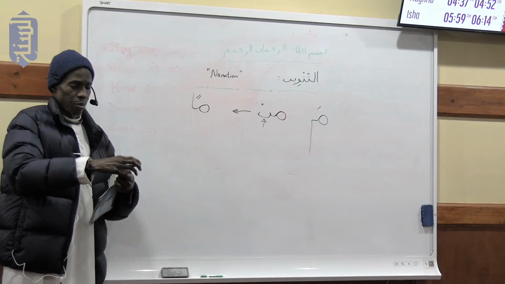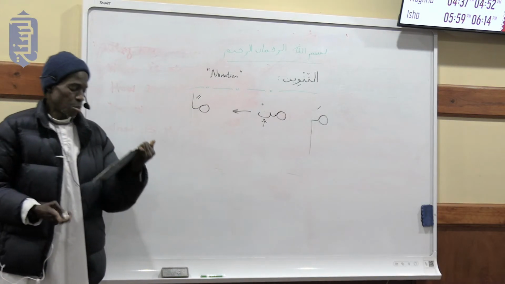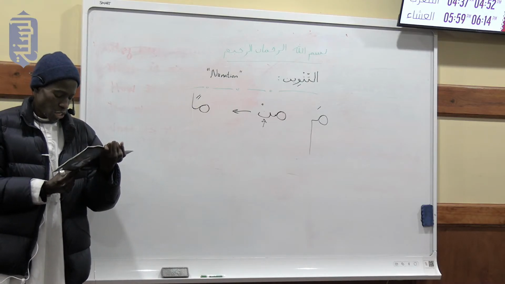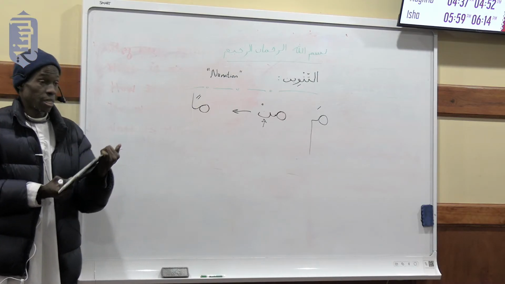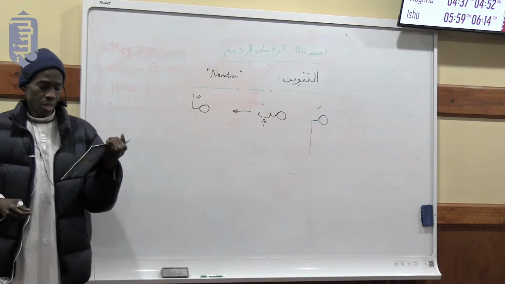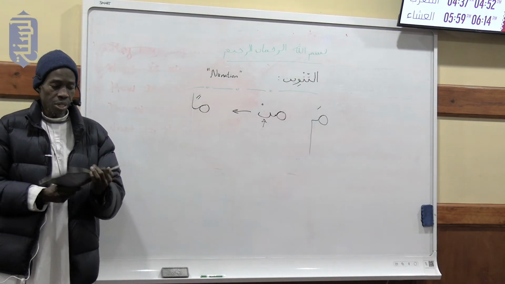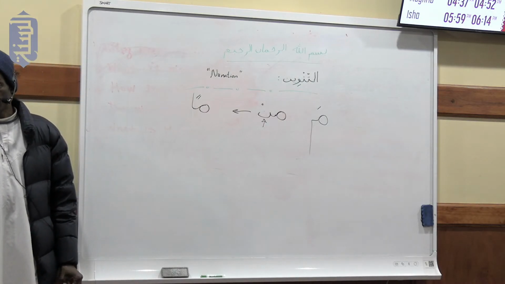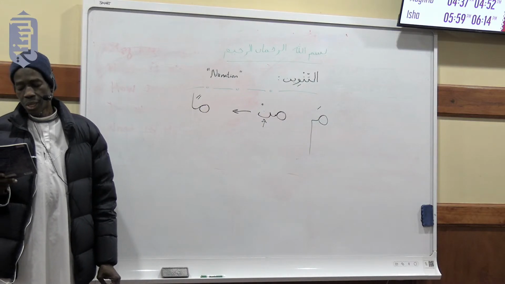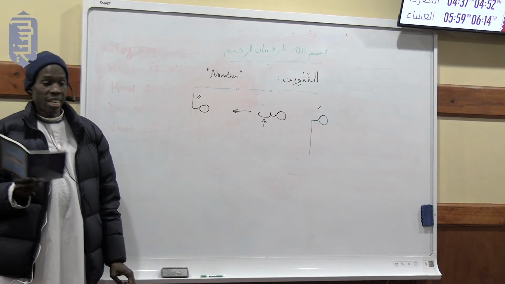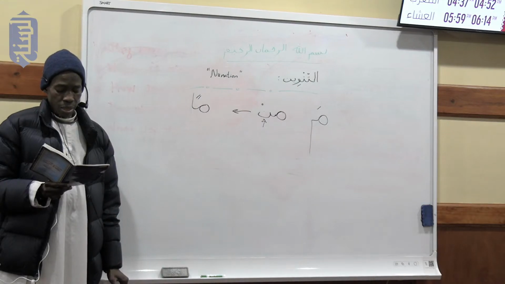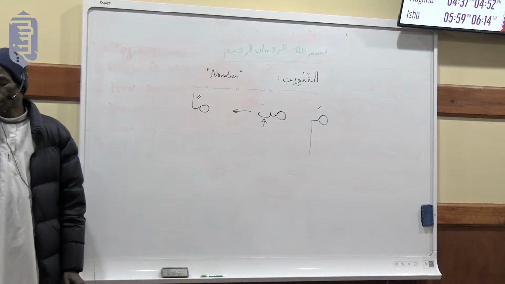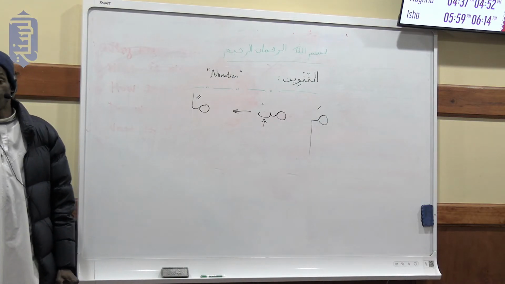And we'll begin to read from the first box. First line on page 11, first line of lesson 5. First box, I read. Everyone, look in your book. I read that as mim fathatan man. Second box, mim kasratan min. Third box, mim dhammatan mun. Man min mun.